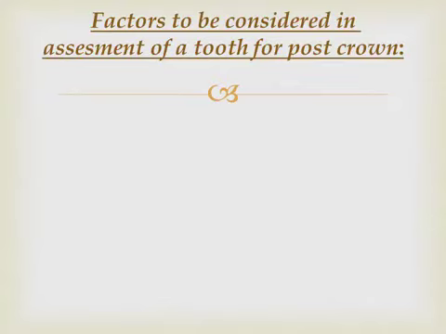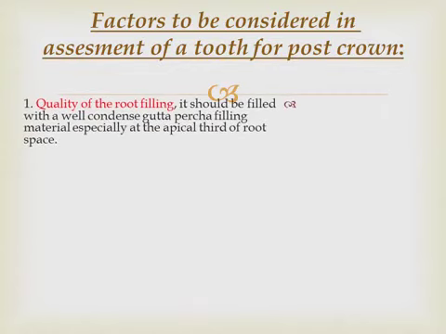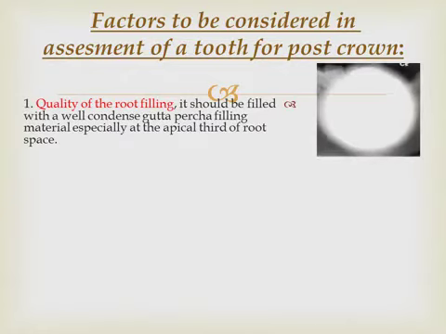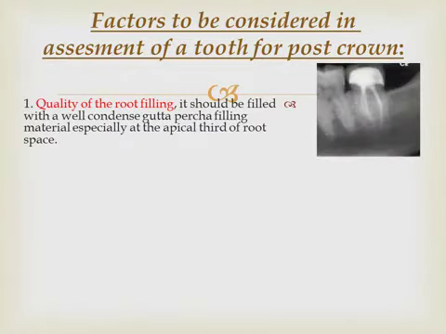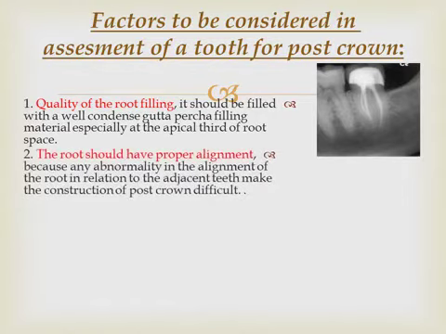Factors to be considered in assessment of a tooth for Postcrown. The first factor is the quality of the root filling. The root should be filled with well-condensed gutta-percha, especially at the apical third of the root space. The root should have proper alignment, because any abnormality in the alignment of the root in relation to the adjacent tooth makes the construction of Postcrown difficult.